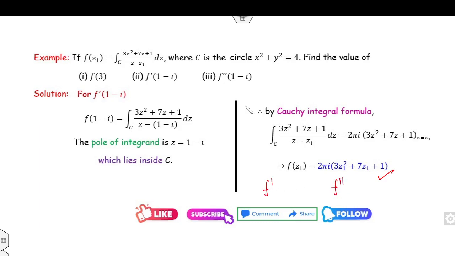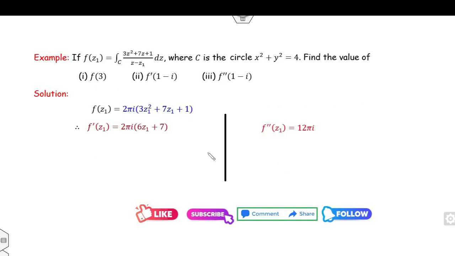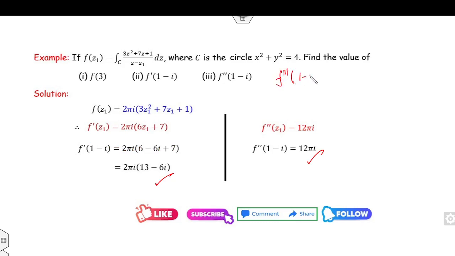Now once you know the value of the fz, then you can easily find the value of the f dash. You need the f double dash. You can easily find the value of f dash, f double dash. So this implies now your target is to find the value at 1 minus iota. I can substitute the value of 1 minus iota. So that will be 13 minus 6 iota, and that is 12 pi iota, the right answer. Similarly, if somebody will ask you find the third derivative at 1 minus iota, you can find the third derivative of this function. If somebody will ask you find the third derivative at the point 2 iota, you can find this value and then solve.